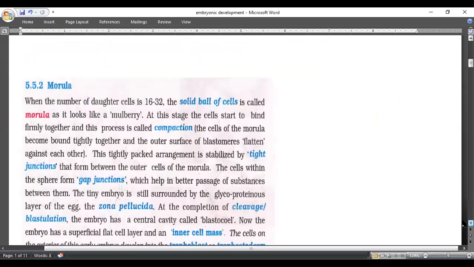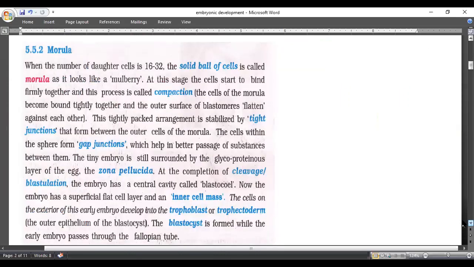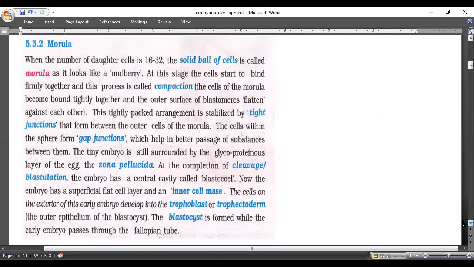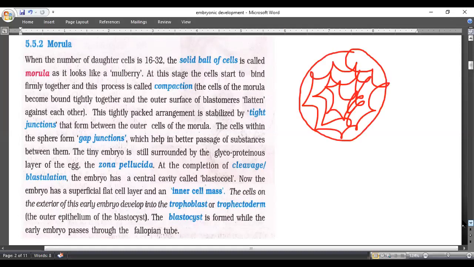Then the divisions will go on: 2 cell, 4 cell, 8 cell, 16 cell. The 16 cells divide and form 32. When the number of daughter cells reaches 16 to 32, the solid ball of cells is now called a morula.